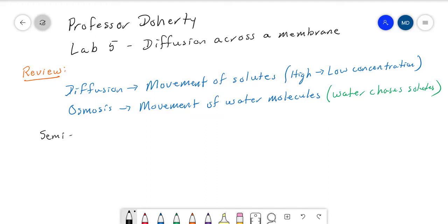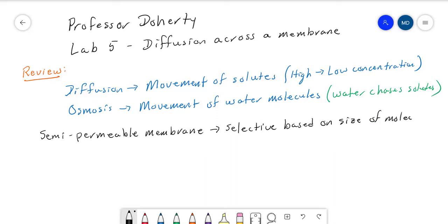Next is semi-permeable membranes. You should understand by now that semi-permeable membranes are non-living membranes that allow molecules through based on the size of the holes in the membrane in comparison to the size of the molecules attempting to get through those holes. We then have words that describe the molecules attempting to cross the membrane.